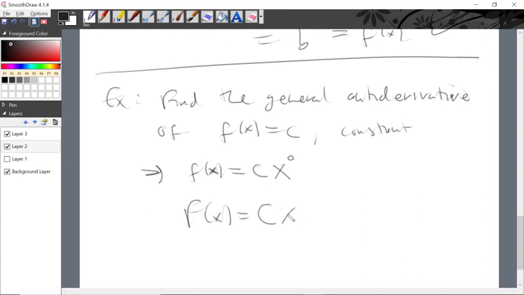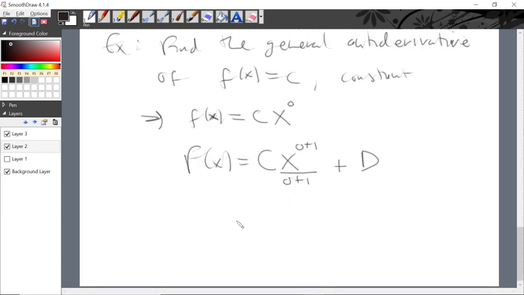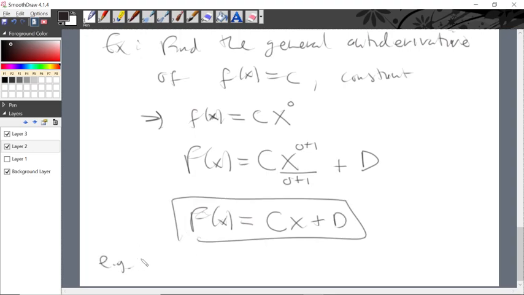So we get c x to the 0 plus 1 divided by 0 plus 1. And then we have to add an arbitrary constant. Oh, but we've already chosen c to start with, so we'll need a different constant. So I'll choose d. Okay, so our antiderivative to that given constant, let's simplify this. 0 plus 1, of course, is just 1, so we have cx plus d. So for example, if f of x is equal to 2, then big F of x, the antiderivative, would be 2x plus, well, I can call it d for this to keep it consistent with this example, but some arbitrary constant.